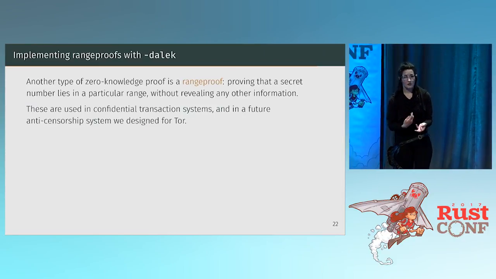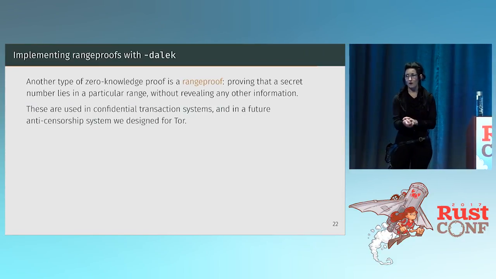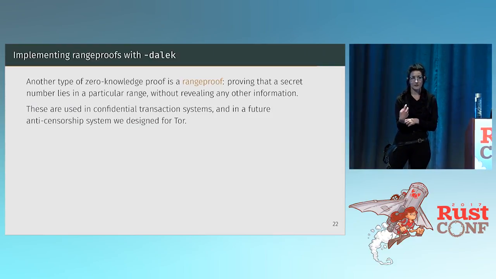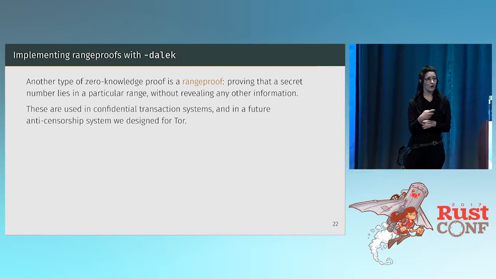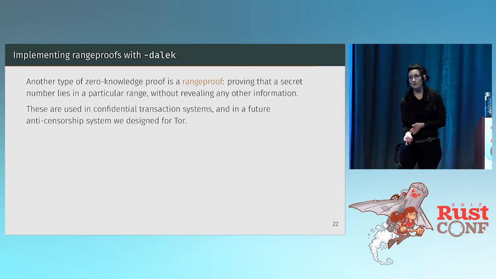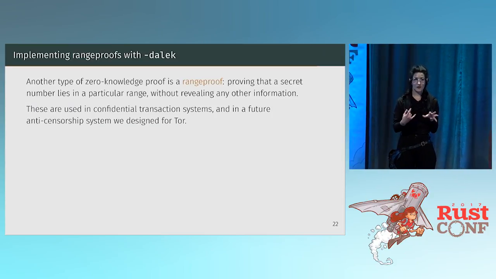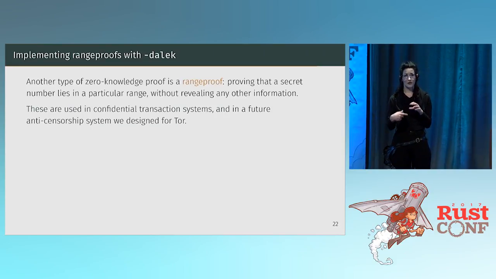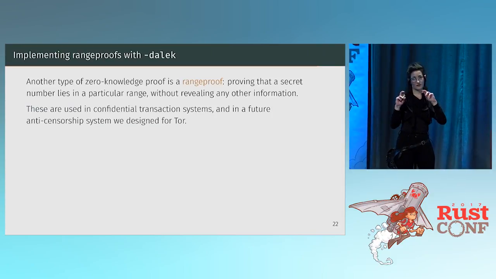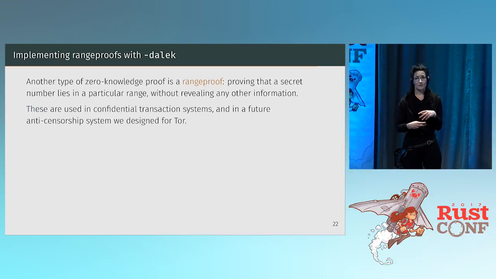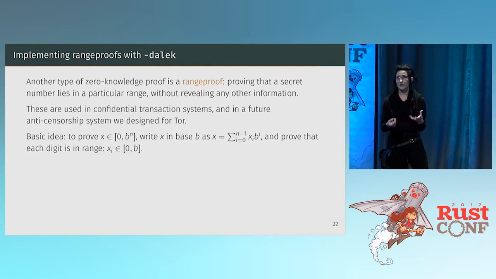These are often used in confidential transaction systems, and we're also using it in a future anti-censorship system that we designed for Tor, which uses a micropayment scheme that we made that's embedded inside of an anonymous credential. We use this micropayment scheme essentially to store proof of good user behavior, which you can spend later as a way to filter out bad actors from a system without knowing anything about the users or being able to track the users.